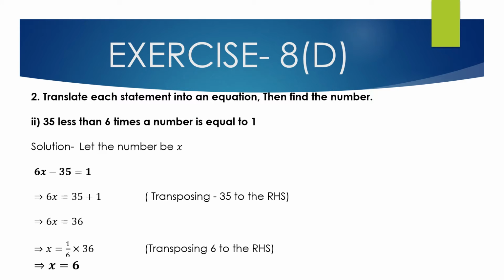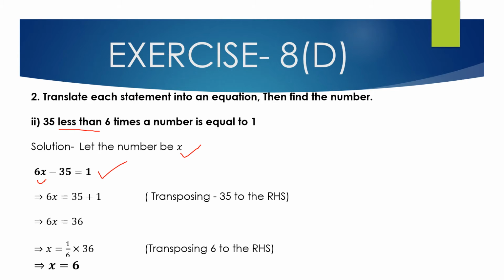Now we solve the second part: 35 less than 6 times a number is equal to 1. This is the statement given, and we have to first translate this statement into an equation, then solve for the variable and find the number. Suppose the number is x. 6 times a number means 6 multiplied by x, that is 6x. 35 less than means minus. So 6x minus 35 is equal to 1.